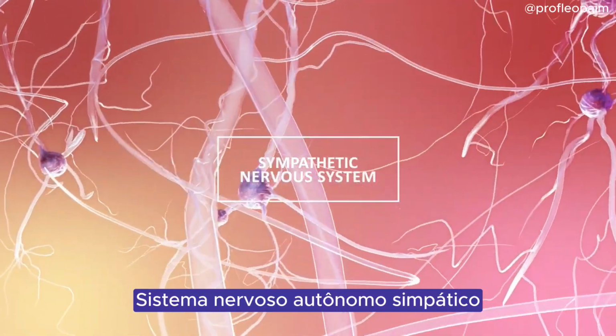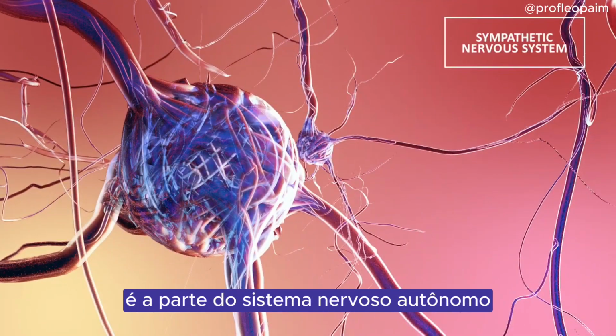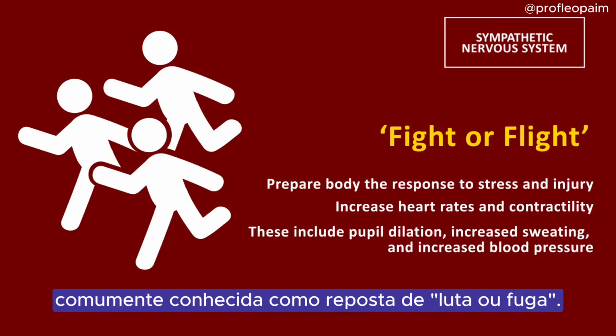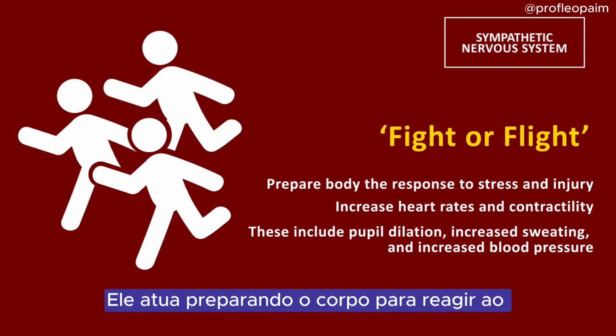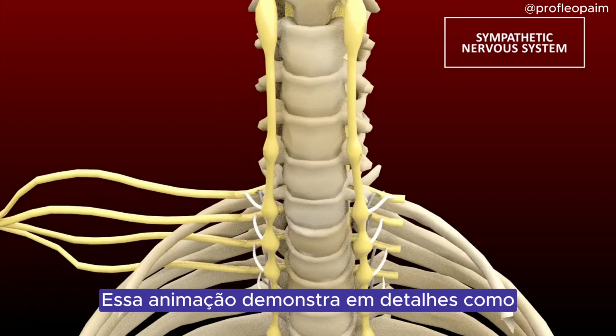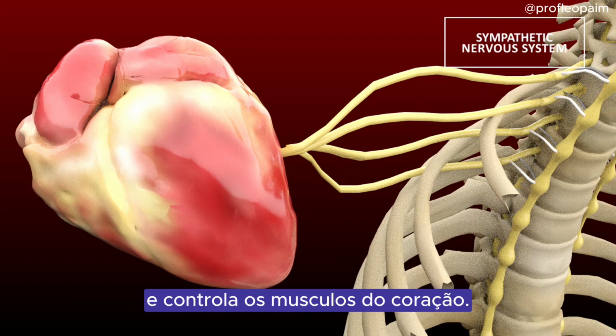Sympathetic nervous system. The sympathetic nervous system is the division of the autonomic nervous system commonly known as fight or flight. It acts to prepare the body to react to the stress or injury. This animation will visualize how the sympathetic nervous system controls the heart.